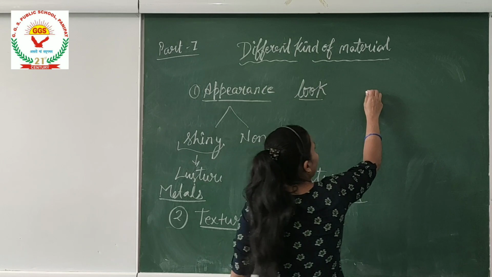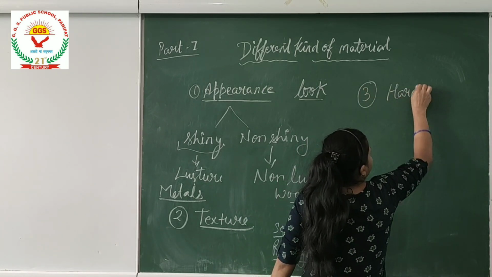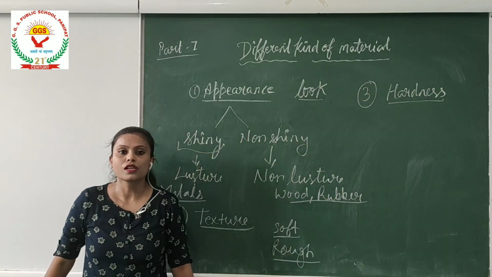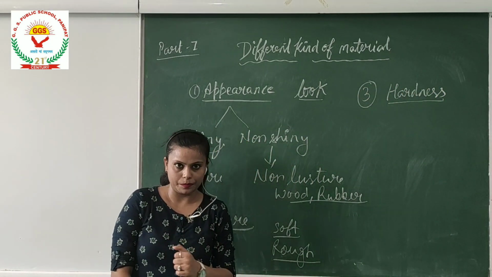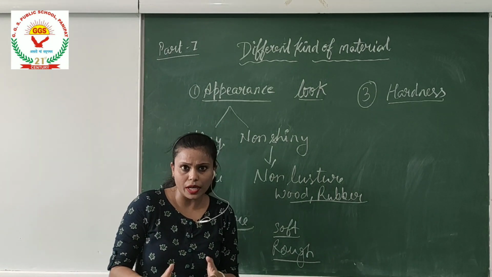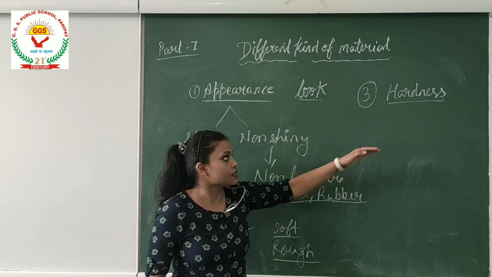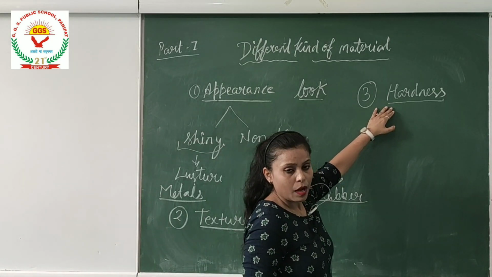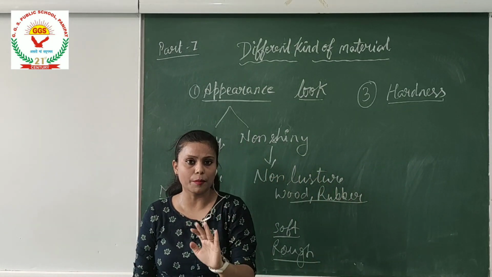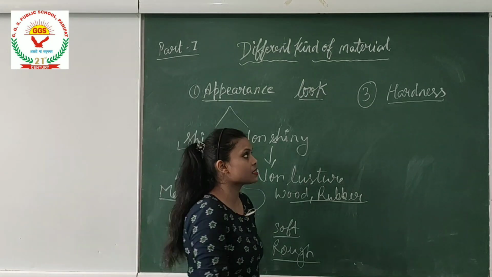Coming to the third property of material, that is hardness. What is hardness? Suppose you have a block of wood. Try to compress it, try to press it. Will you be able to press it? No, you will not be able to press it. That means it is hard. But your eraser, will you be able to compress the eraser? Yes, you will. That means it is soft.